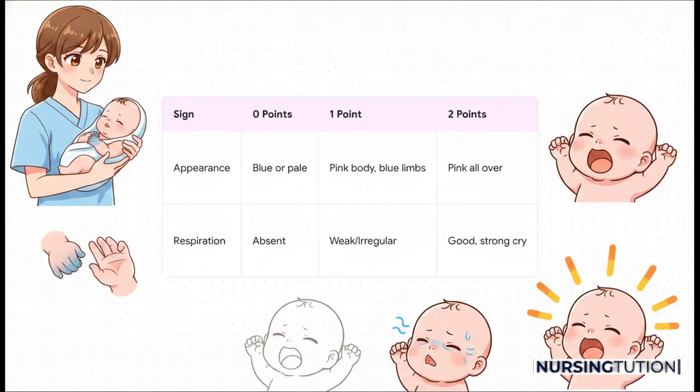Continuing with our list, we have appearance and respiration. For breathing, no effort gets a 0. Weak, irregular, or gasping breaths get a 1. A robust, strong cry gets a 2.